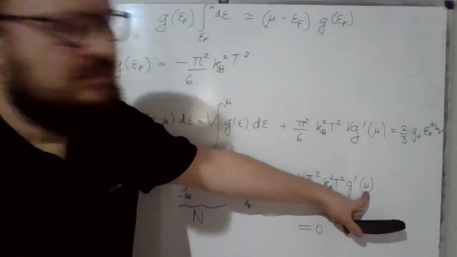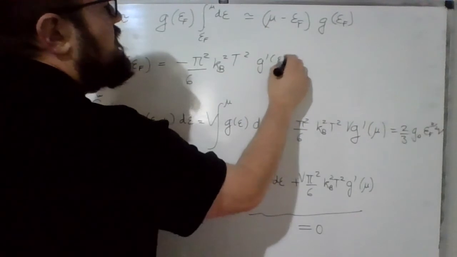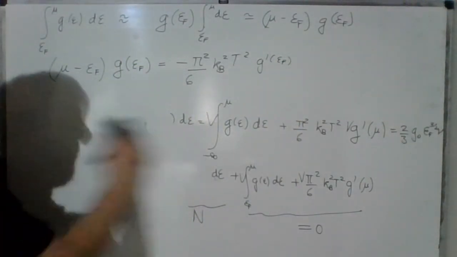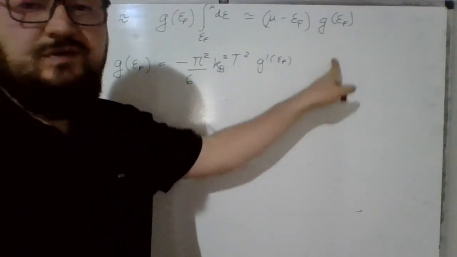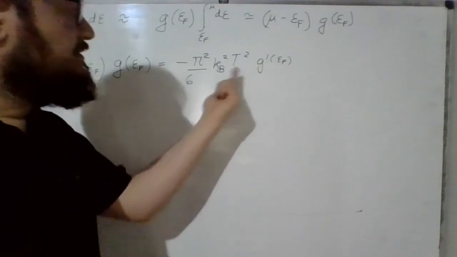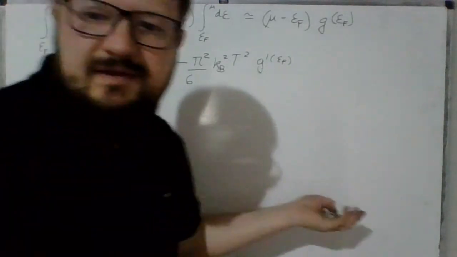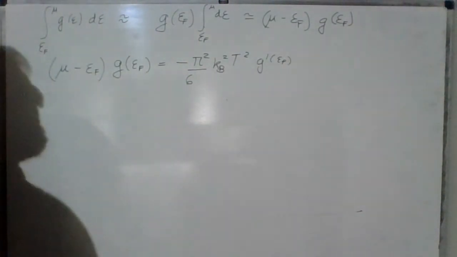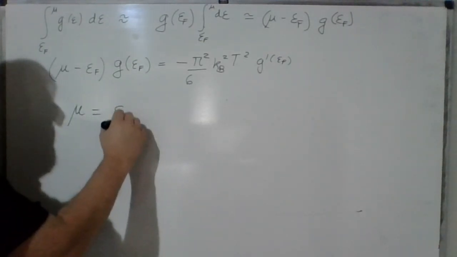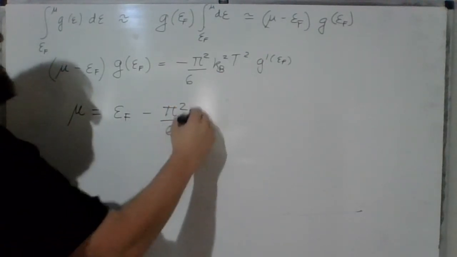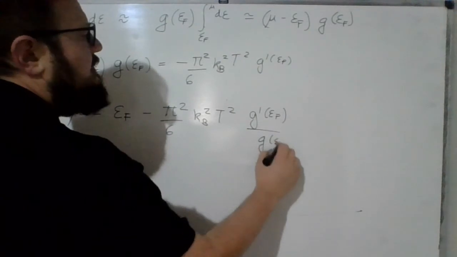This G prime here, I can replace the chemical potential by the Fermi level. So G prime at the Fermi level is the first order approximation, because any temperature dependence in the chemical potential will produce higher orders in the temperature. So this G prime we calculate at the Fermi level instead of at the chemical potential. In this way, we have the chemical potential equal to the Fermi level minus pi squared over 6 kB squared T squared times G prime divided by G calculated at the Fermi level.